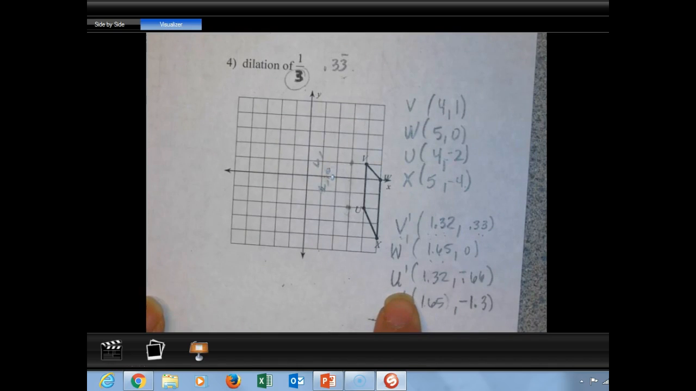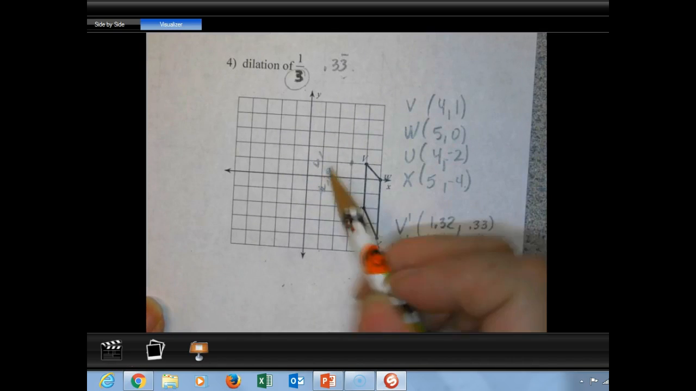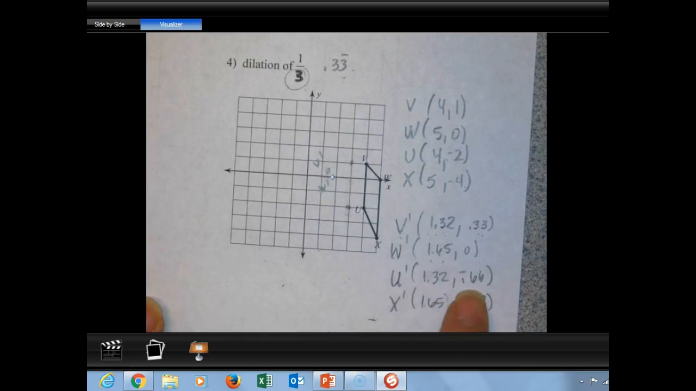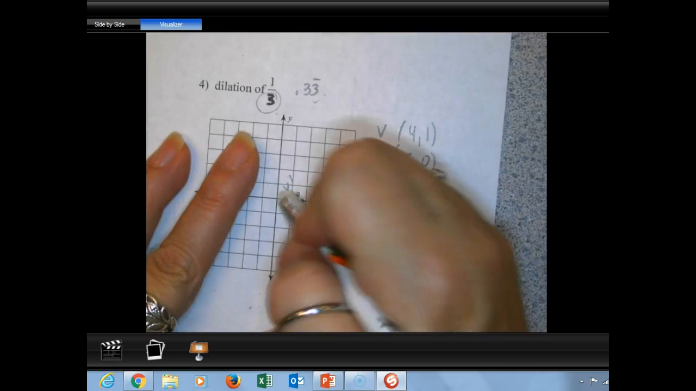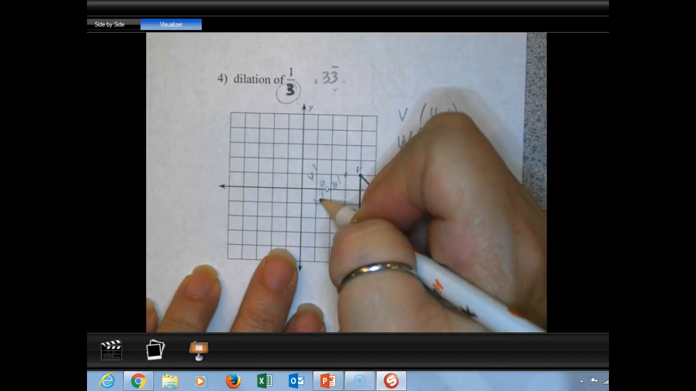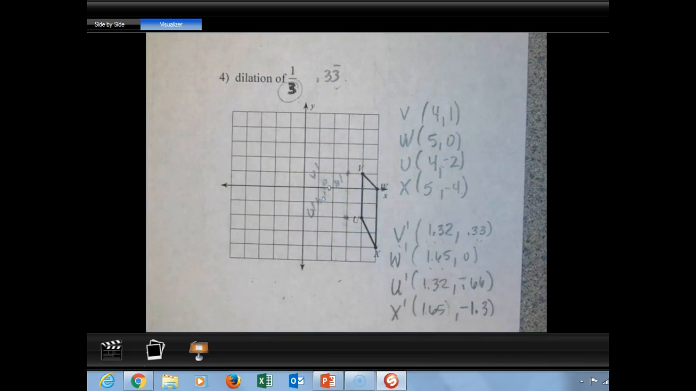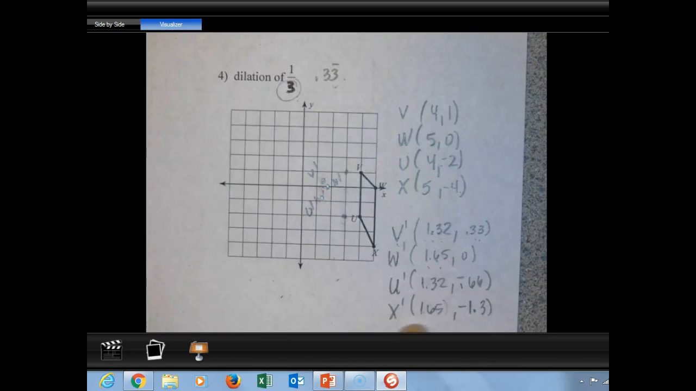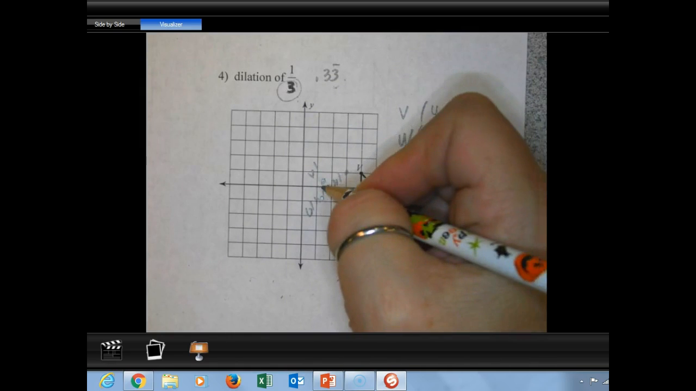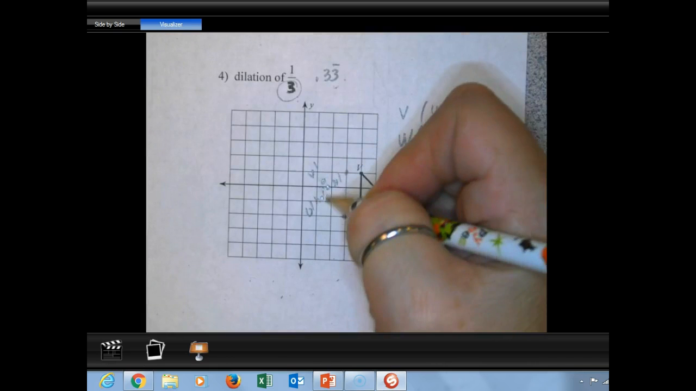The next one, U prime. 1.32. So that's about 1 1/3, right? So I'm going to go left 1 1/3. Then I'm going to go down negative 0.66, about 2/3, which is right where my W prime is. So I'm going to go ahead and I'm going to write W prime over here. So 1 1/3 and then down 2/3. There is my U prime. Okay, last one, 1.65, that's about 1 2/3 to the right and then down 1 1/3. So 1 2/3 and then down 1 1/3.